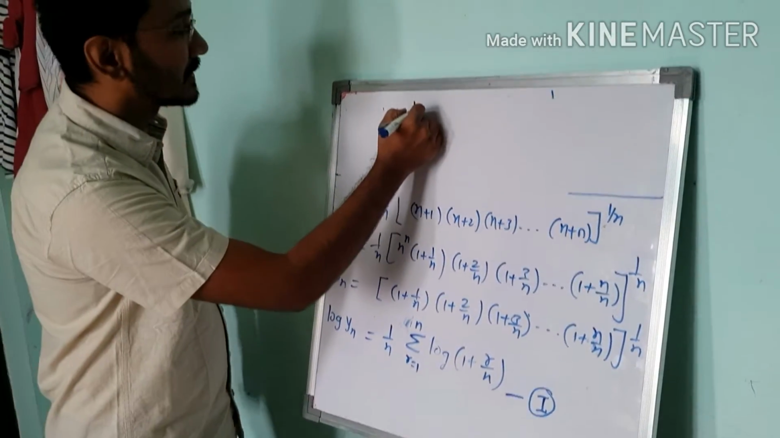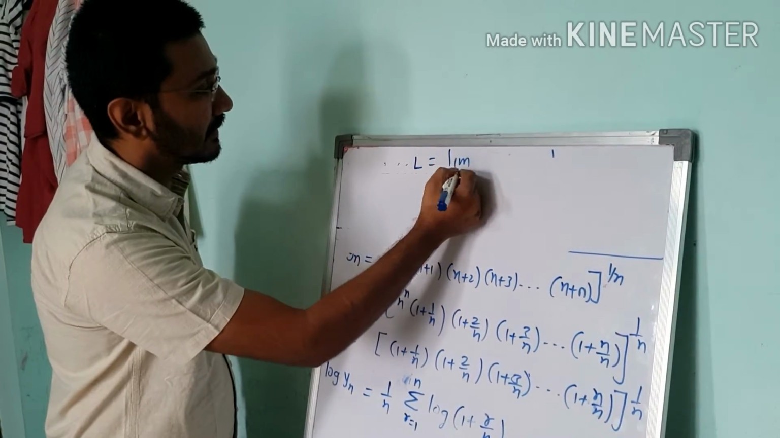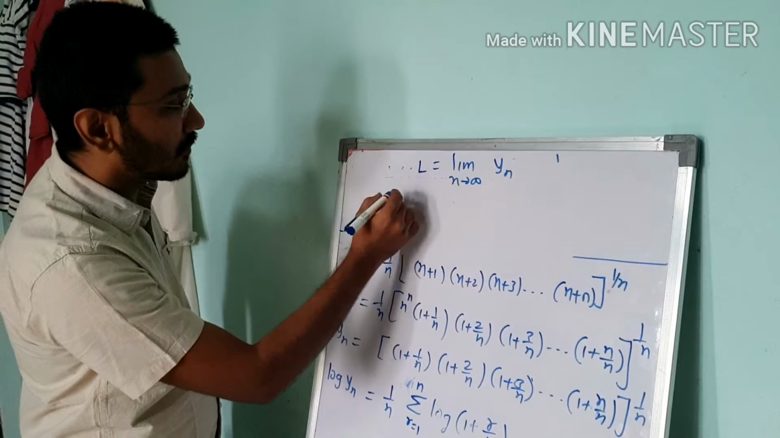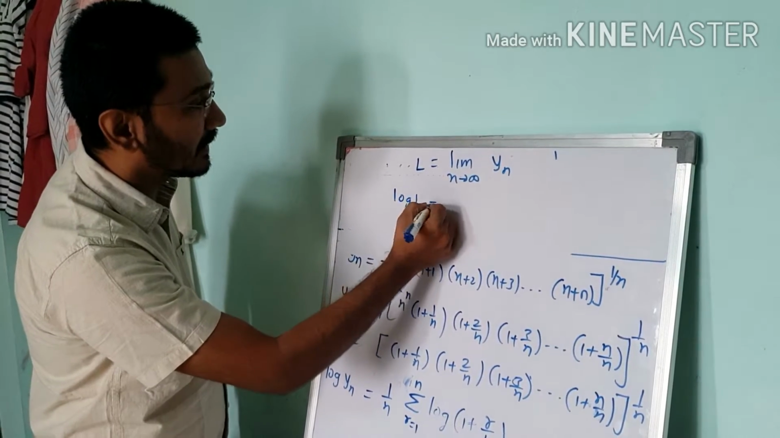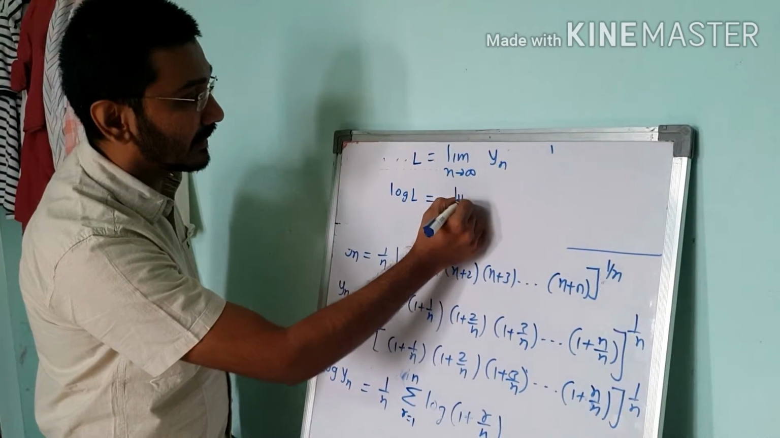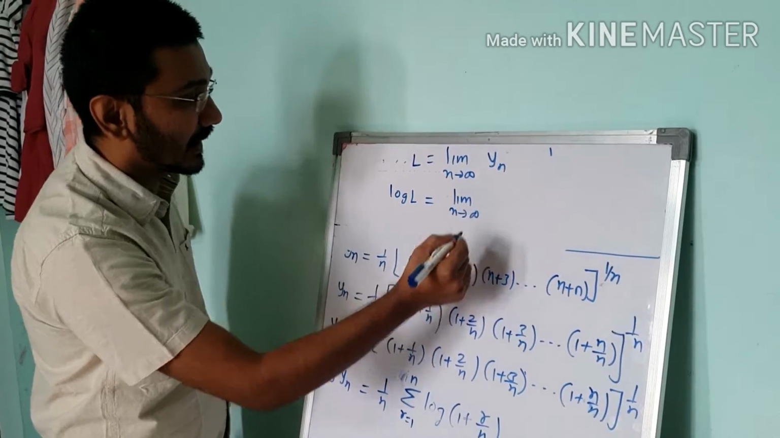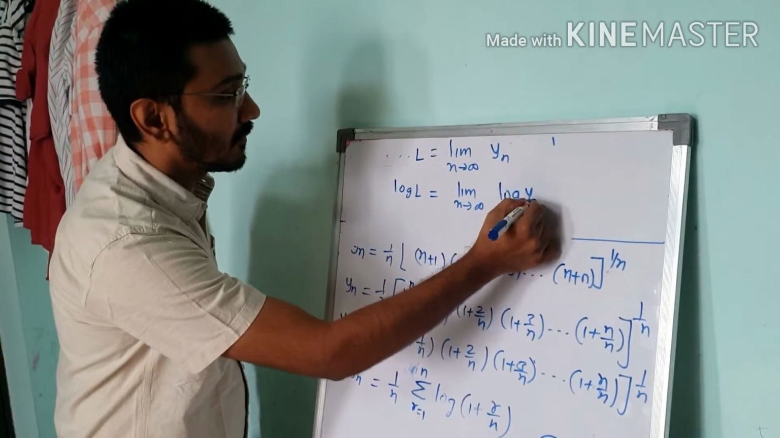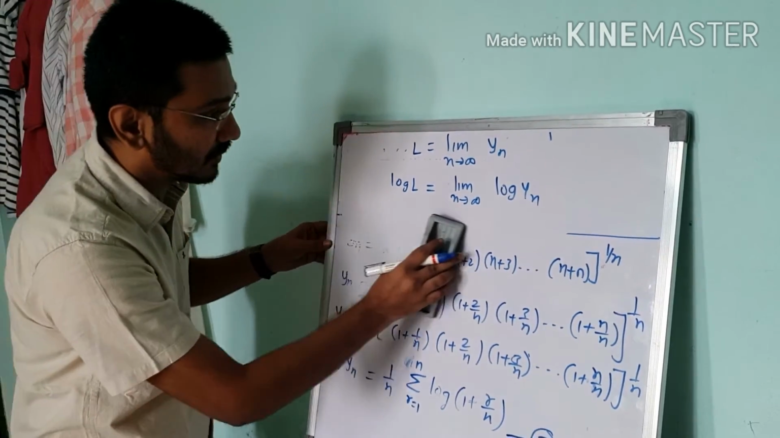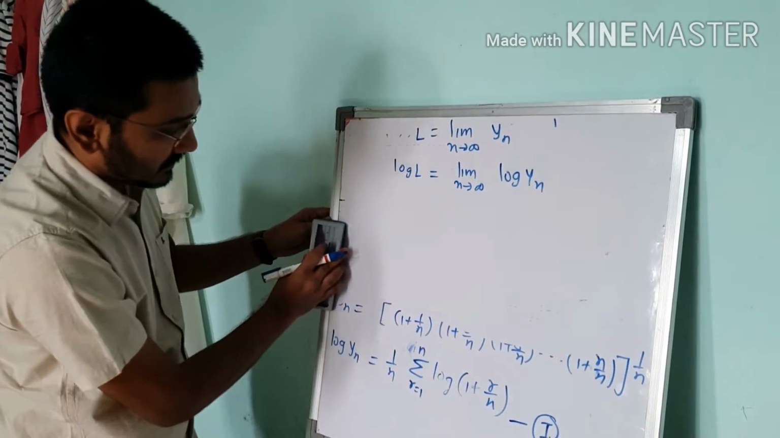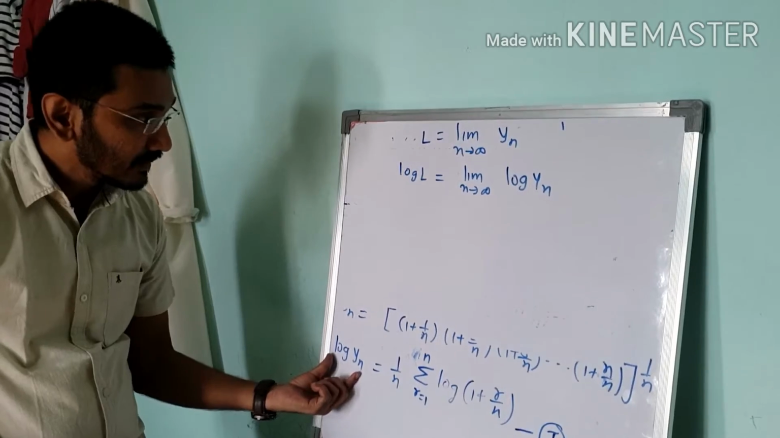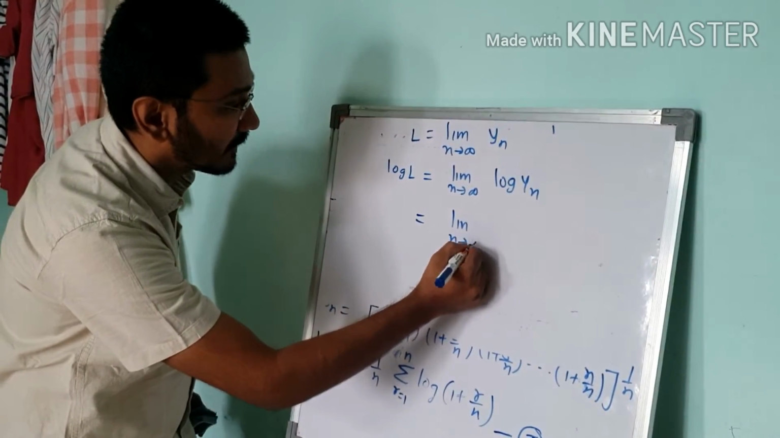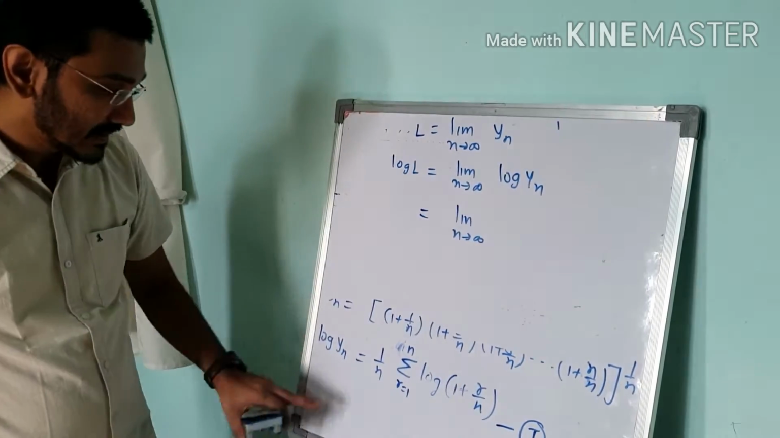So L was limit n tending to infinity of yn. So I applied log on both sides. So log L becomes limit n tending to infinity of log of yn. Now have a look. We have just found what is log of yn.